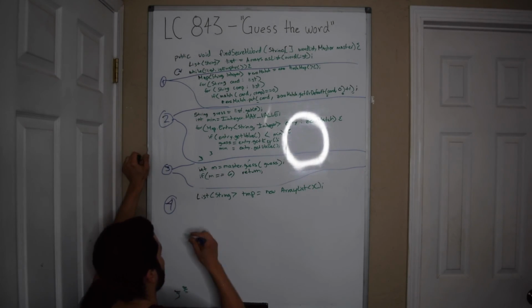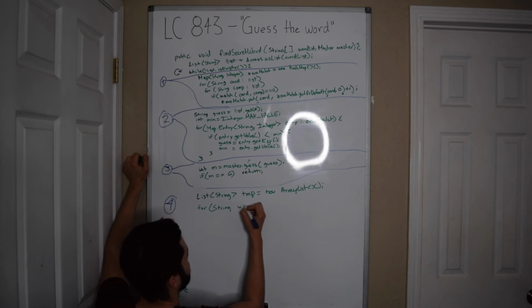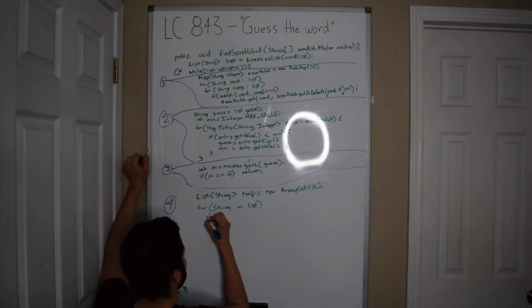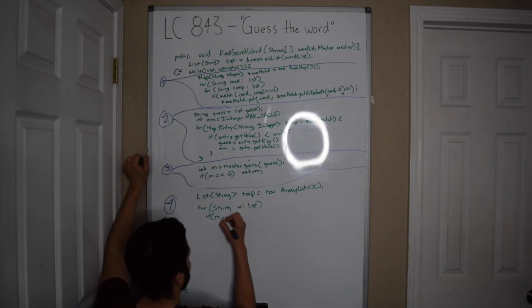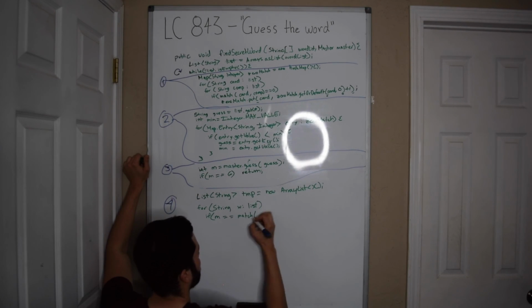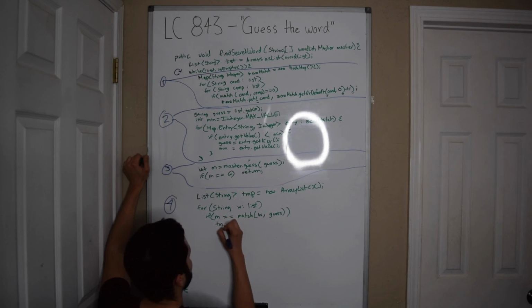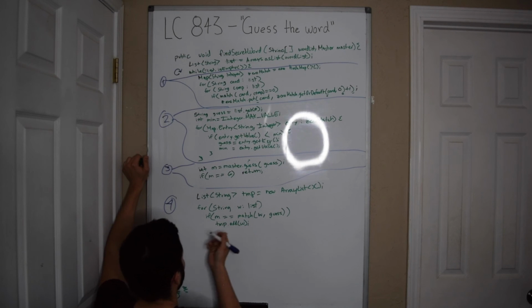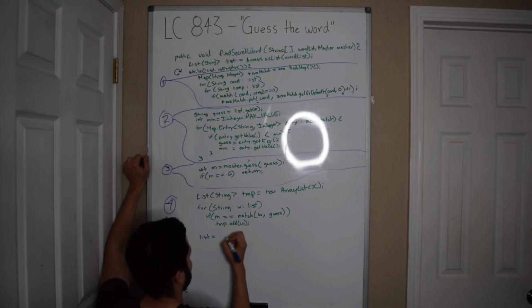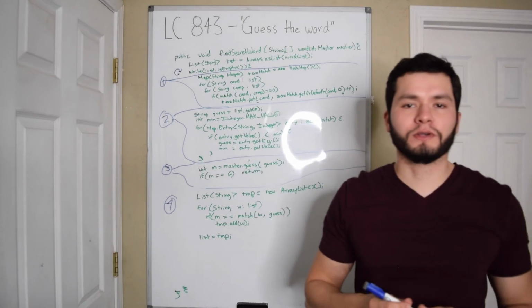Okay, so once we have the temporary list, we can do a for loop. For each word that is on the current list, we want to see if it matches, if m equals, if it matches the same number returned by master.guess. So if m equals match between w and the guess word, then we can add it to our temporary list. temporary.add(w). And after this, we can finally say list equals temporary. And that should be it. That was the last part.